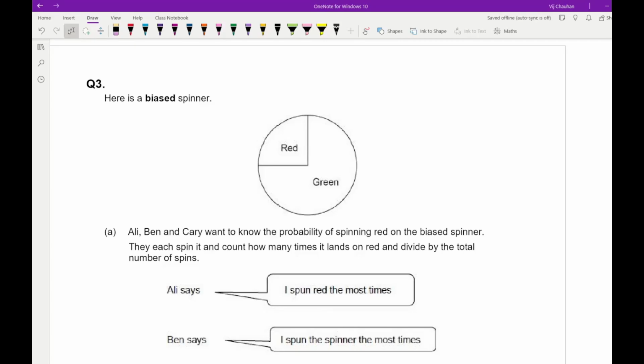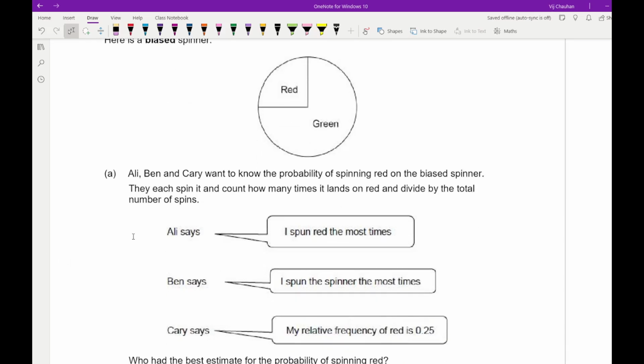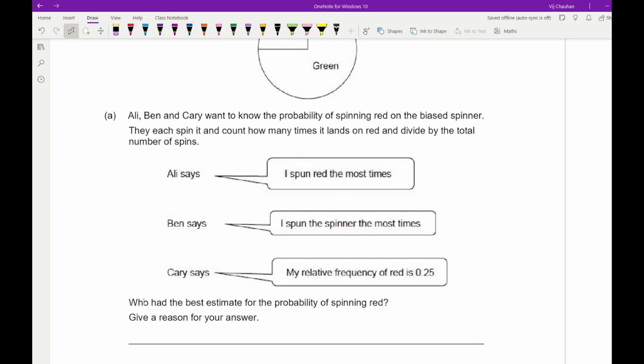Moving on to question 3, it says here is a spinner. Ali, Ben and Carrie want to know the probability of spinning red on a spinner. They each spin it and count how many times it lands on red and divide by the total number of spins. Ali says that I spun the red the most times. Ben says that I spun the spinner the most times, and Carrie says that my relative frequency of red is 0.25. Who had the best estimate for the probability of spinning red? And you need to give a reason for your answer.